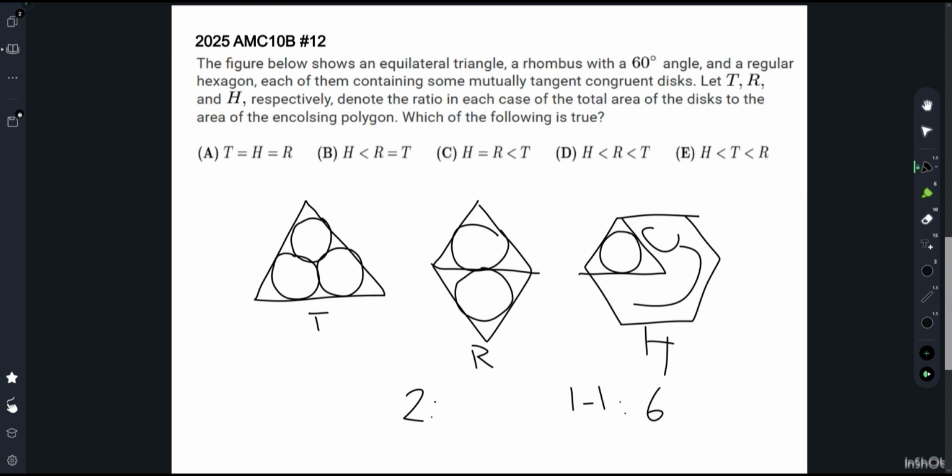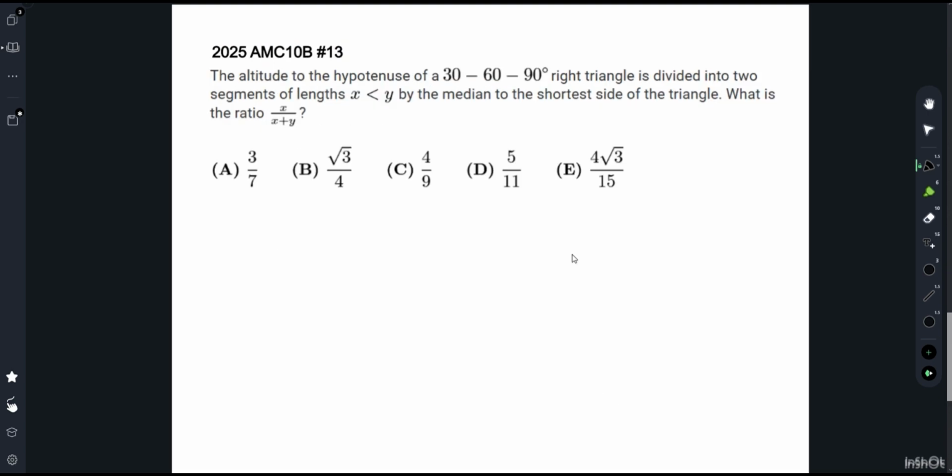So now take a look at T. We can't draw lines here to separate an equilateral triangle, which means that T must be greater than H and R. So H must be equal to R, so none of these are valid, and T must be greater, so our answer is C.